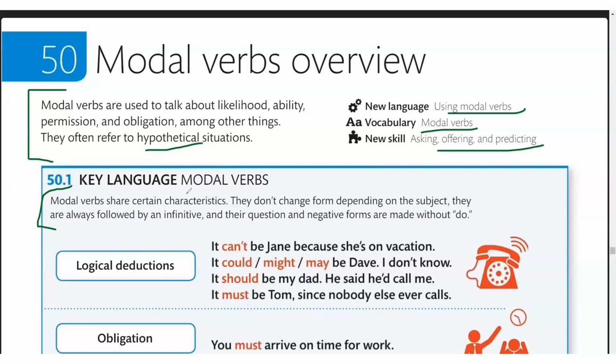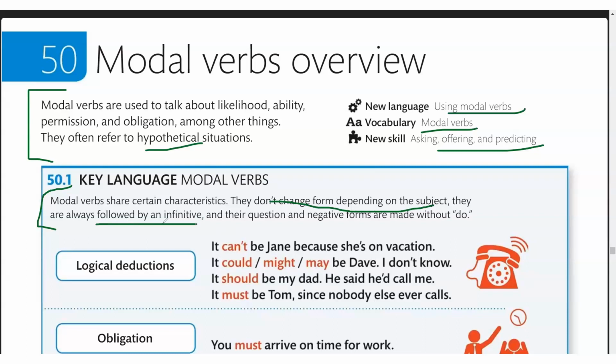So let's break this down. There was a lot that was said here. So they don't change form depending on the subject. So as you know, we always make sure the verb we use agrees with the subject. In this case, although we're calling them verbs, modal verbs, we don't need to change the form. So for example, can or could or should or must, it doesn't change form. So that's good. That's good news. We don't have to worry about changing form.